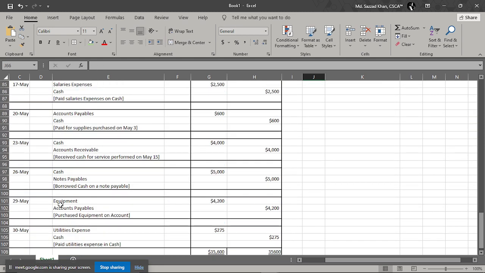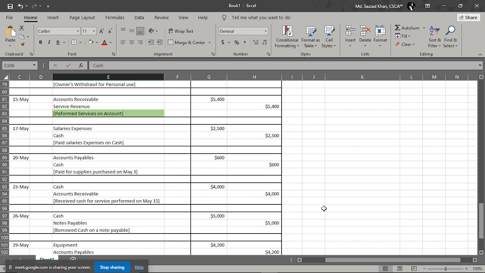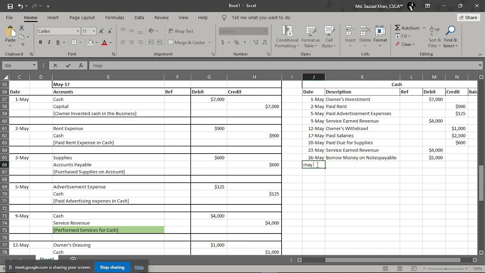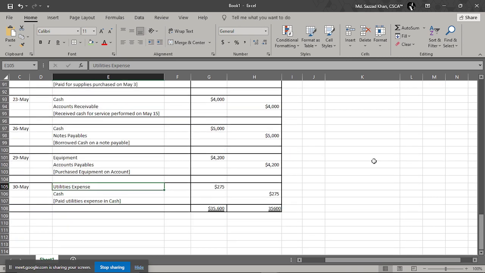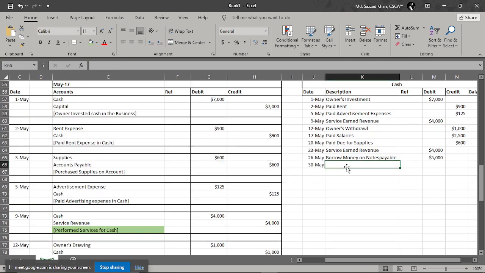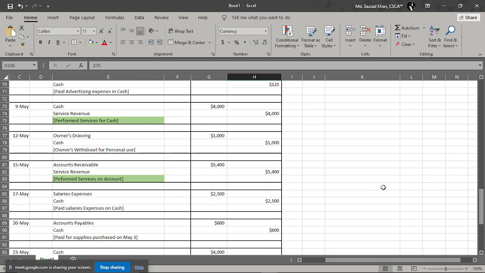So let us watch this on 29th of May. Is there any cash involved in here? We don't see any cash in here, so we do not take 29th of May. 30th of May, we see there's a cash. All right, let us write May 30th. So what happened? We paid our utilities expense. Paid utilities. By how much? The cash happened to be 275. It was credited, right?